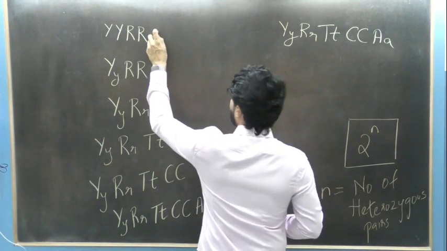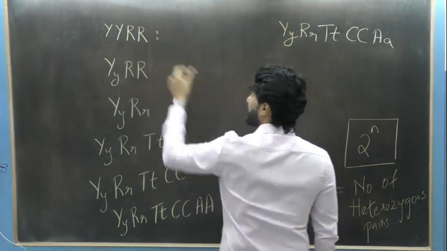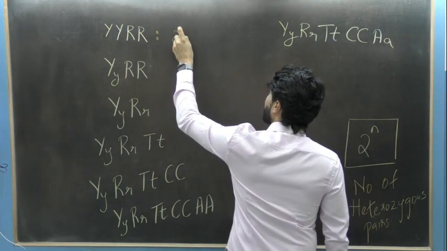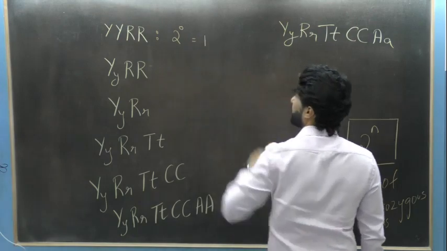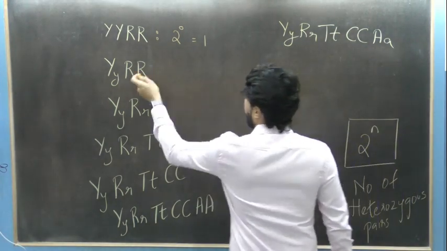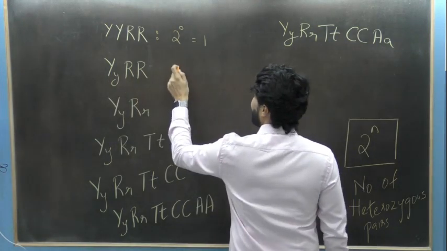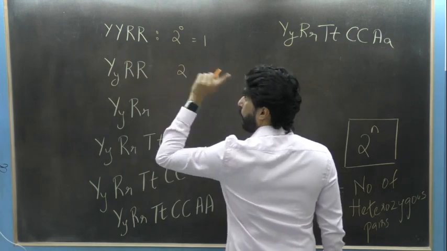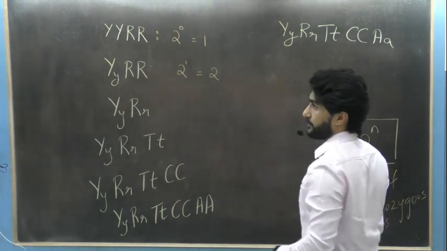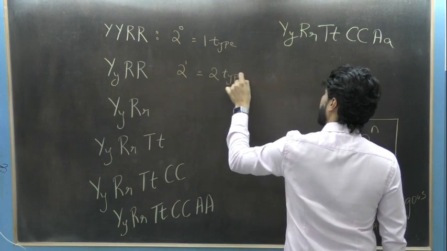If you observe this genotype, this is a homozygous pair, this is a homozygous pair. That means this genotype does not have any heterozygous pair. So I will say 2 raised to 0, anything raised to 0 is 1. So this type of plant produces one type of gamete. If you observe this example, this is a homozygous pair, this is a heterozygous pair. So there is one heterozygous pair, so 2 raised to 1, that is 2 types of gametes. So this plant would produce one type of gamete, this plant would produce 2 types of gametes.